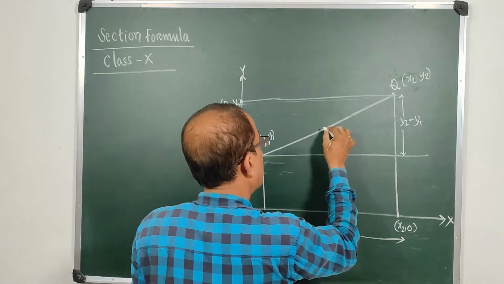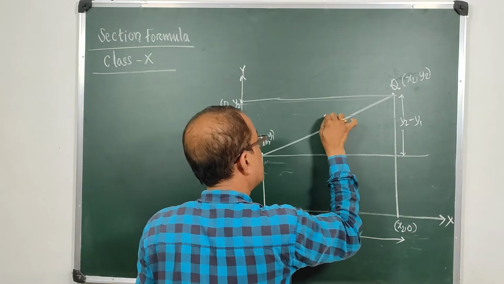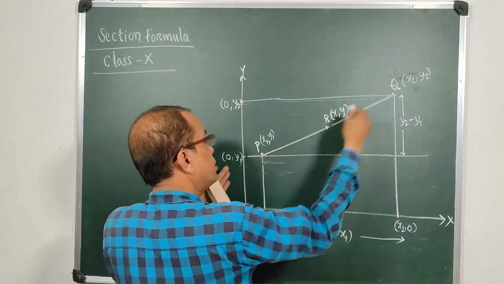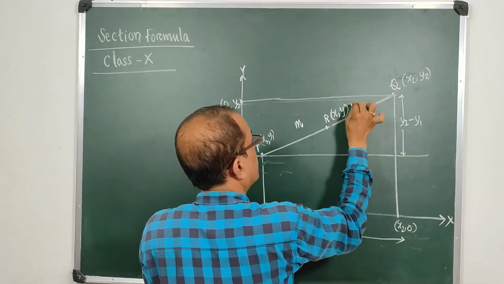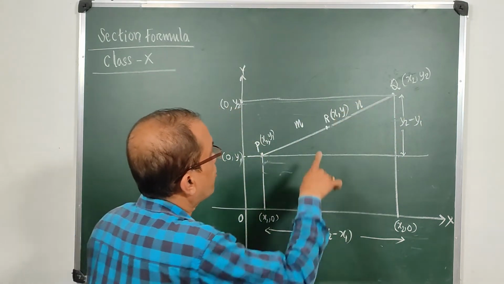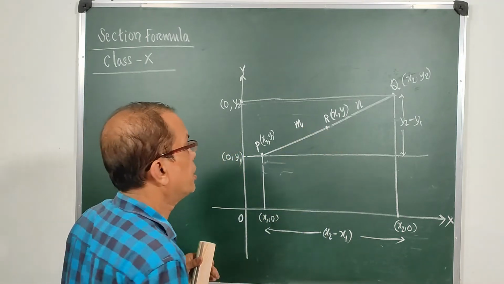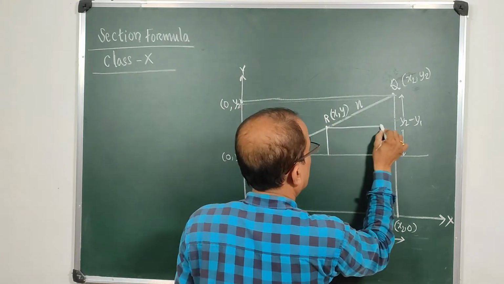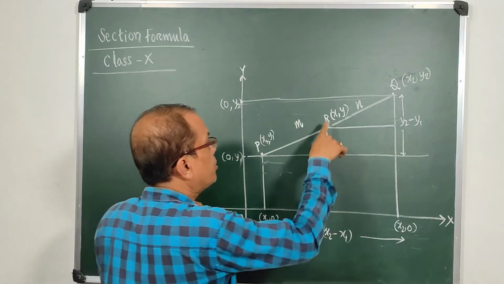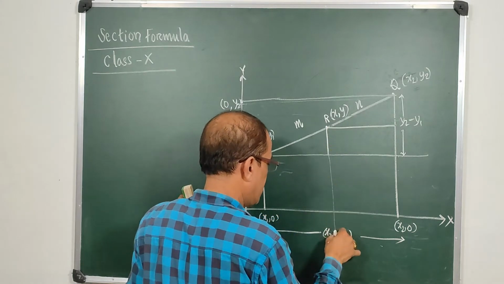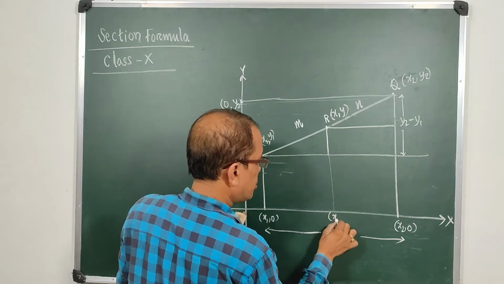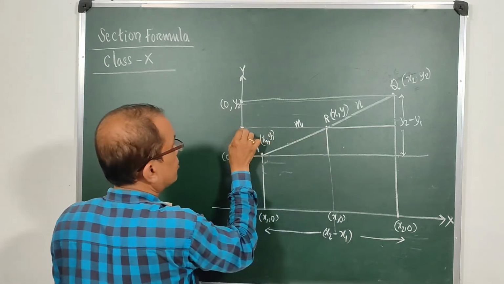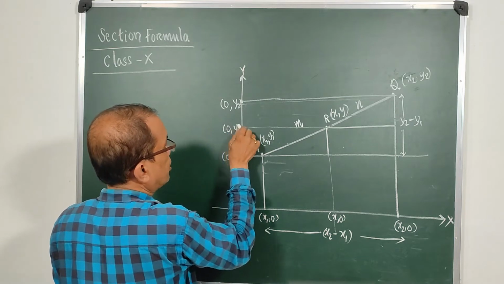So if we have to find a point R on it which has coordinates x y, and if R divides this line segment in the ratio m is to n, then how to find the coordinates of this point? Let us drop two perpendiculars again, one on here, one on there. So if this is x y, clearly you can find that this point will be x 0, and if you drop a perpendicular on the y axis, then this point will be 0 y.